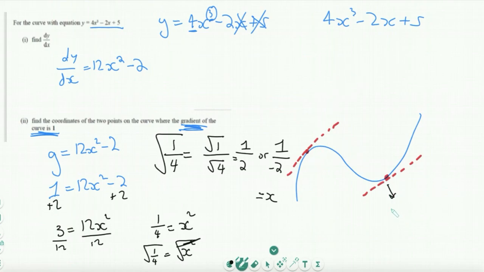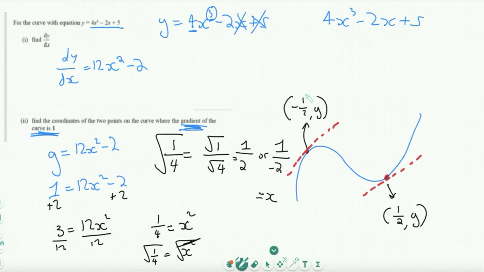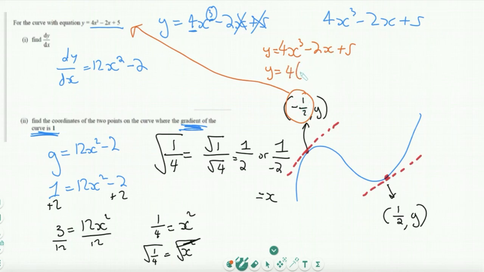So let's say for this point it'll be 1/2. And we don't know what the y coordinate is yet. And for this point here, it'll be negative 1/2. And we don't know what the y coordinate is here. Now, how do we find the y coordinate? What we're going to do is we're going to plug our x coordinate back into our original equation. So 4x cubed minus 2x plus 5, y equals, we're going to replace x with negative half. So y equals 4 times negative 1/2 cubed minus 2 times negative 1/2 plus 5.